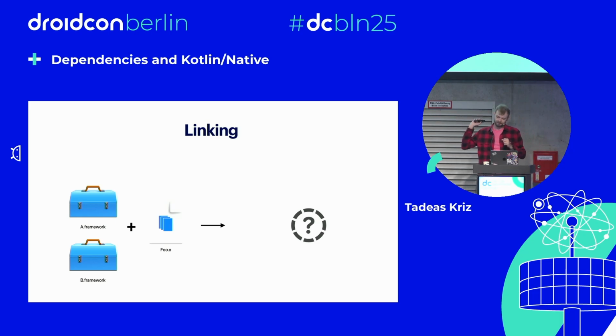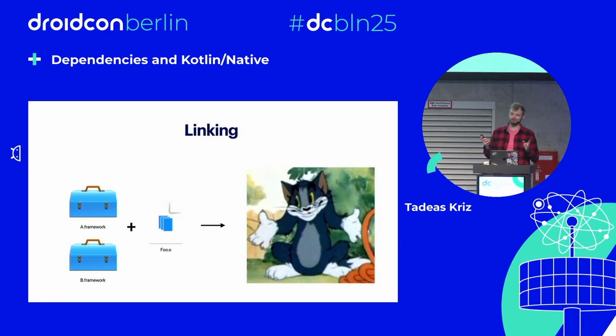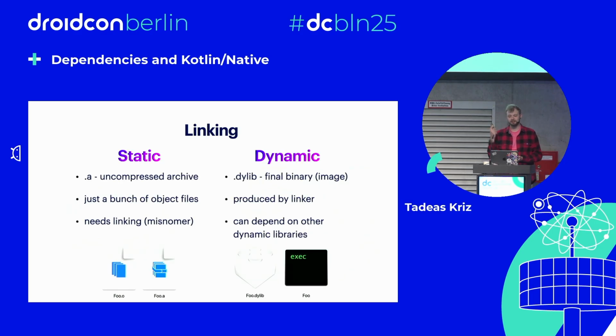I have a question here. When you see this, we have the dependencies, a.framework, b.framework, and then we have our foo.o, and we say we link it. What do we get? Anyone? No, not executable. The answer is we don't know, because I didn't give you all of the information that you need to know. Sometimes you don't even know yourself what the information is because you need to look. And that's where the static versus dynamic comes into play.